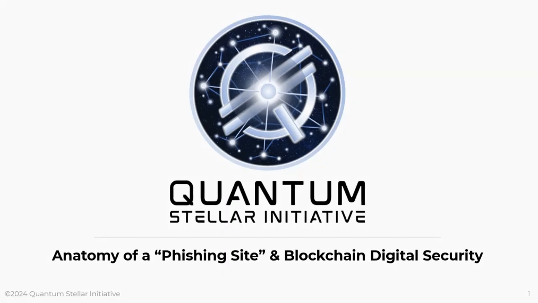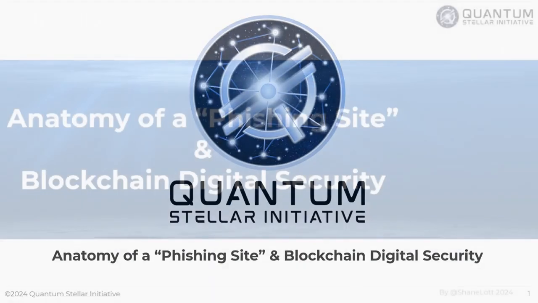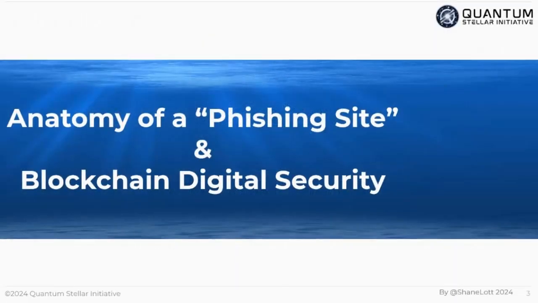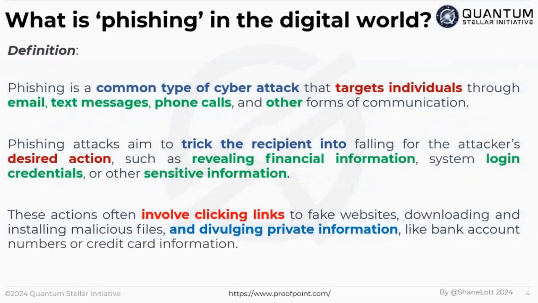Anatomy of a phishing site in blockchain security. What is the anatomy of a phishing site? By definition, phishing is a common type of cyber attack that targets individuals via email, text messages, phone calls, and other forms of communication. The other being what we've seen in the Telegram groups, which is, as Dave said, the DM process or private messaging as well.